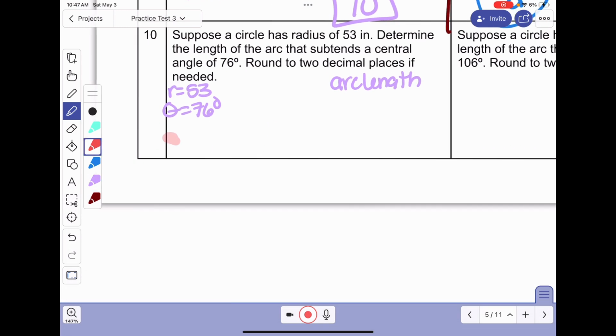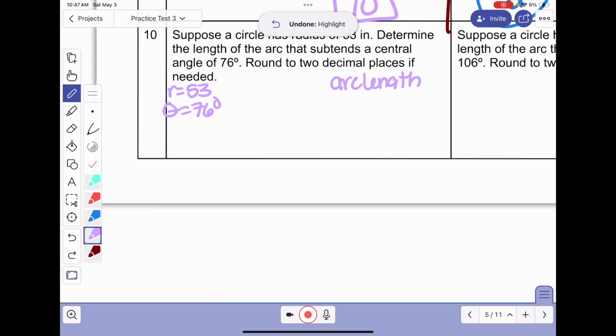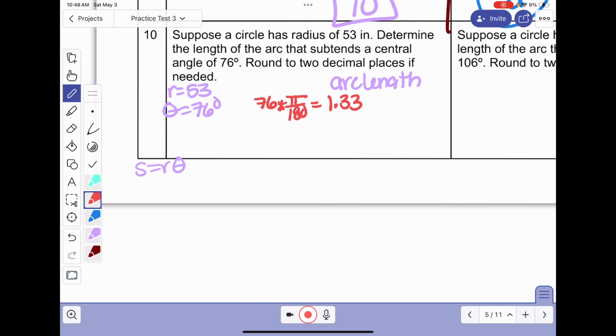So S equals R times the angle, but we need to turn that angle into radians. So to get 76 degrees to radians, I'm going to multiply by pi over 180. And if I put that in the calculator, 76 times pi divided by 180, I get 1.33. So now I have R and I have theta in radians. So I'm going to do 53 times 1.33. And I get 70.49 inches.